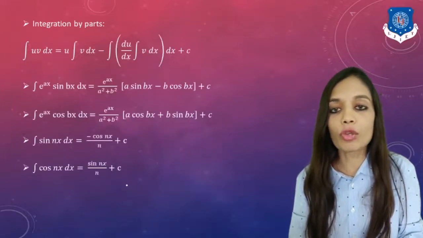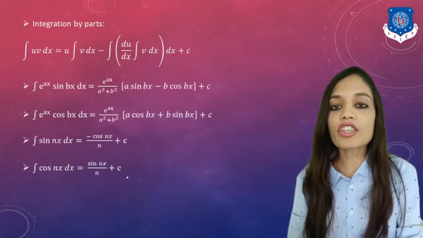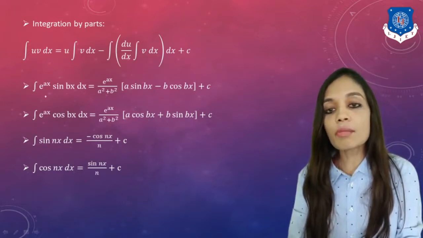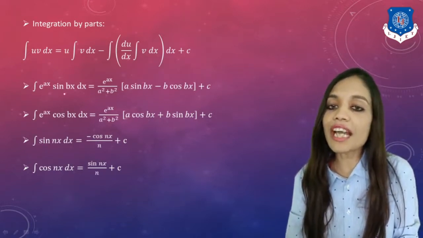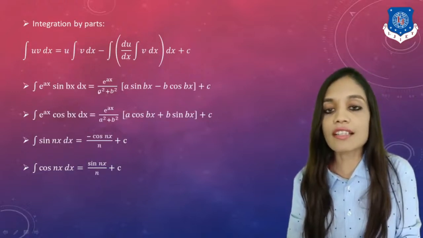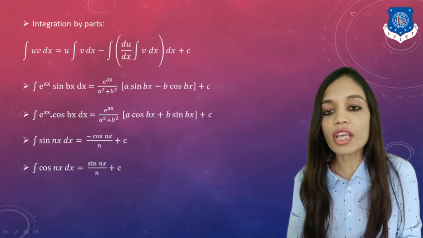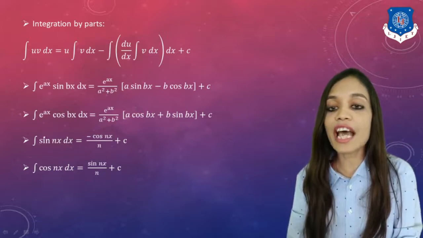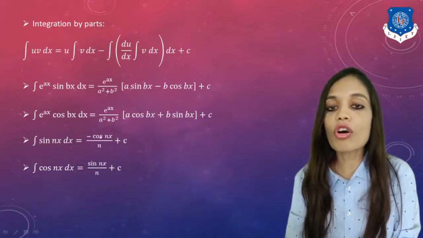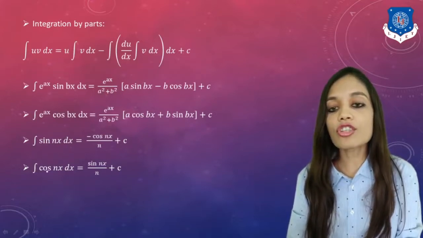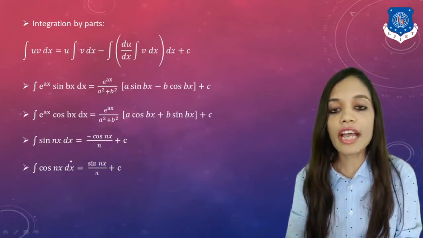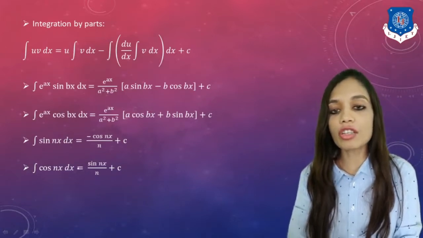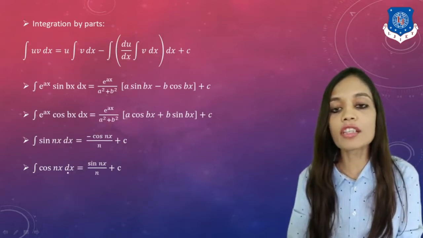Now let's see some more formulas. You all have studied the integration by parts formula, that is integration u v dx, in your 12th standard. Similarly, integration of e raised to ax sin bx dx, you can have a glance at it. Integration of e raised to ax cos bx dx, that is given by this formula. Next, integration of sin nx is equal to minus cos nx upon n, and integration of cos nx dx is equal to sin nx upon n. So we have to use this many formulas of integration while solving the examples of Fourier series.